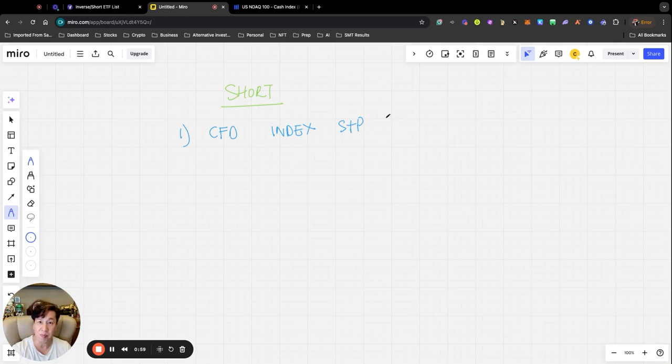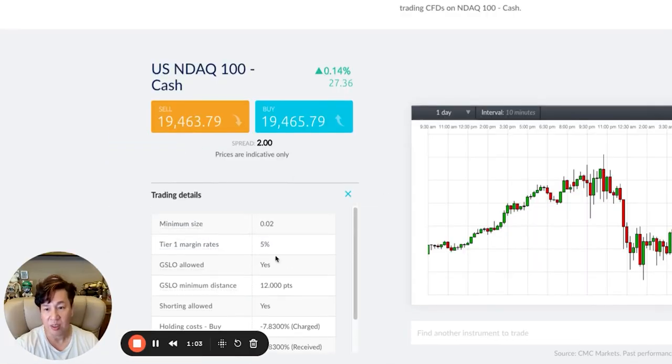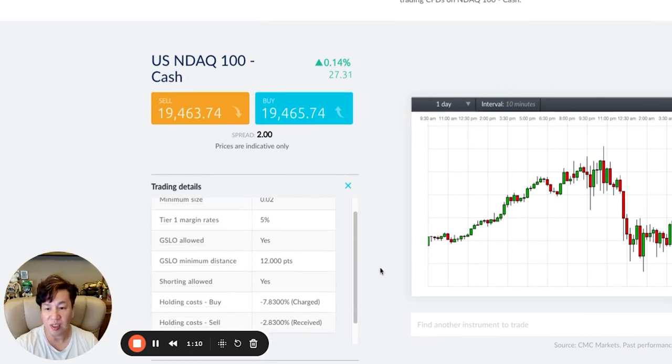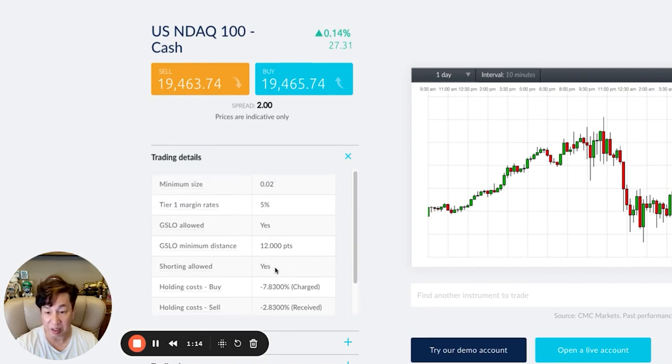Just to give you an example, let's say right now we have a Nasdaq over here. This is a CMC market, so the margin amount is 5%. So you need to put up 5% in terms of margin. And over here, you can short it, so you can sell it first.